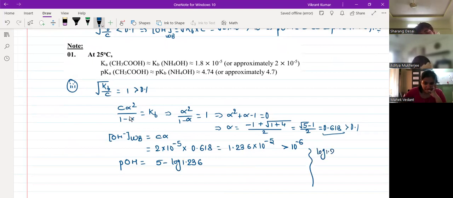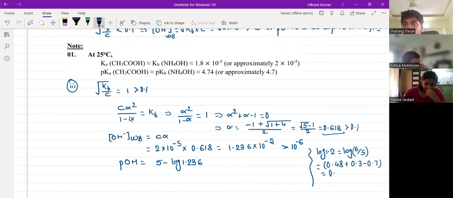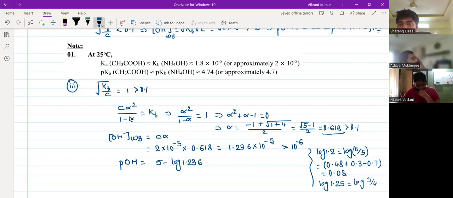Log 1.2 we can calculate, right? This is log 6 by 5. So that is log 3 plus log 2 minus log 5. So log 3 is 0.48 approximately I'm taking. Log 2 is 0.3 and log 5 is 0.7, right? So this is 0.08. If I take log 1.25, we can calculate that also, and that will be log 5 by 4. If you calculate that, it will be very close to 0.10.